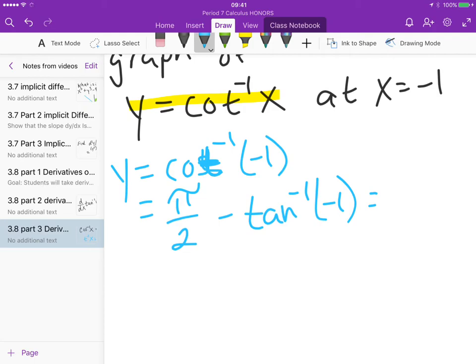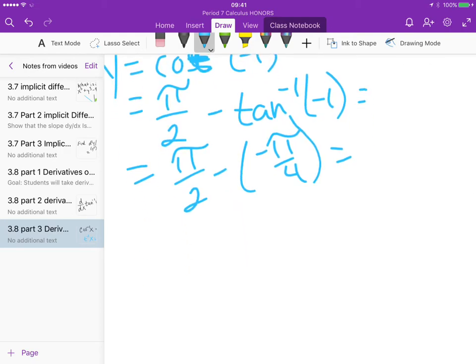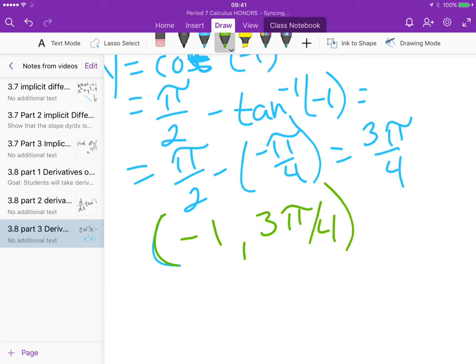And so if I'm finding the inverse of tangent at -1, we have pi halves, and I know the inverse tangent at -1 is found at -pi/4. All right? And so we have pi halves minus -pi/4. This becomes an addition problem, and when we add this together, this becomes 3pi/4. And so now we have just found our point. So we know that we are going to have a point at -1 and 3pi/4. Save that in your back pocket. We'll use it a little bit later.